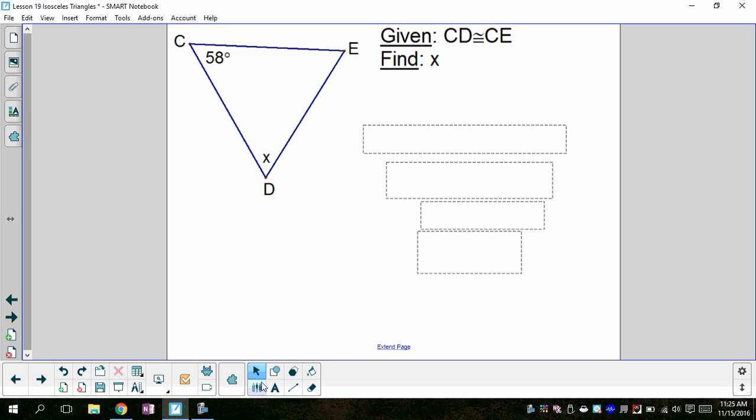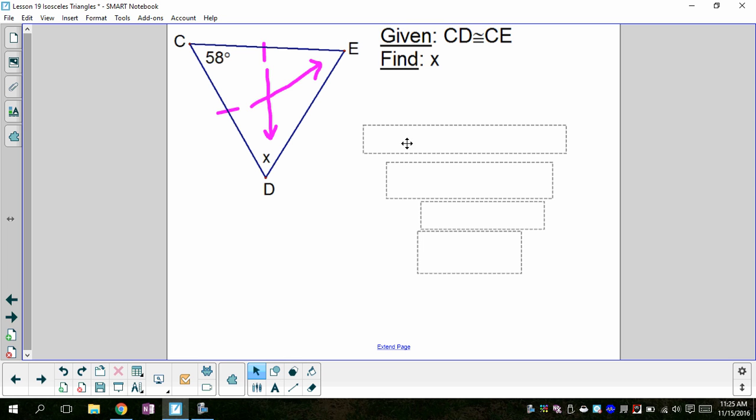So here I have this information given. I have that segment CD is congruent to segment CE, so I'm going to mark that up on my picture. CE and CD. That means that those two sides are the legs. And so if we look across from this leg and across from this leg, those are my base angles, and those are the angles that should be equal to each other. So since angle D is X, that means that angle E is also X.